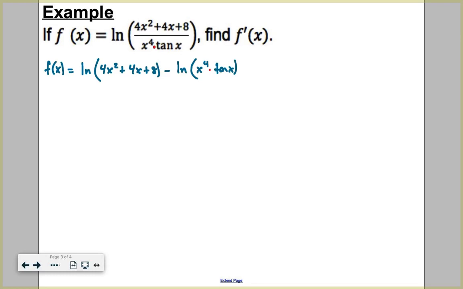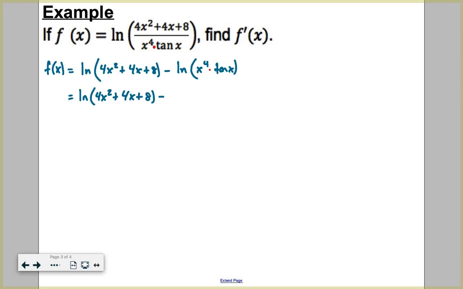Alright, so now if we look at our first term, the natural log of 4x squared plus 4x plus 8, there's no more simplification we can do there because it's addition inside of the natural log. So that will stay alone, so we'll have natural log of 4x squared plus 4x plus 8, oh sorry, not equals. Minus.